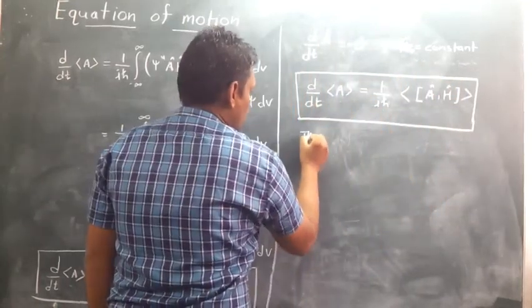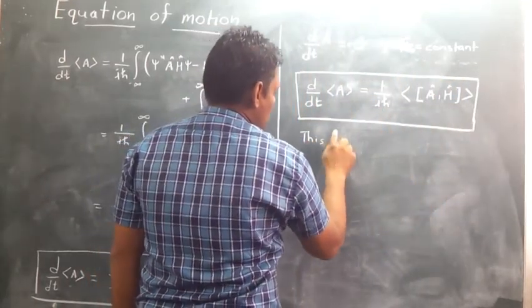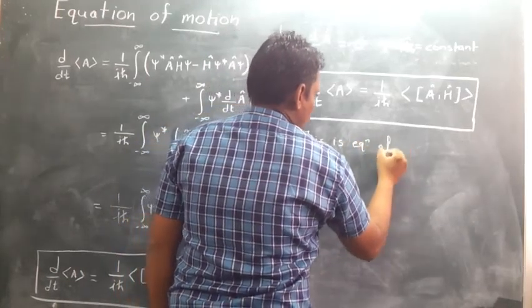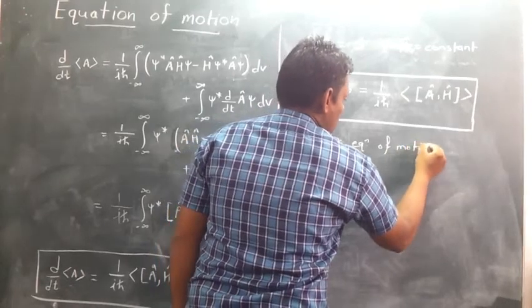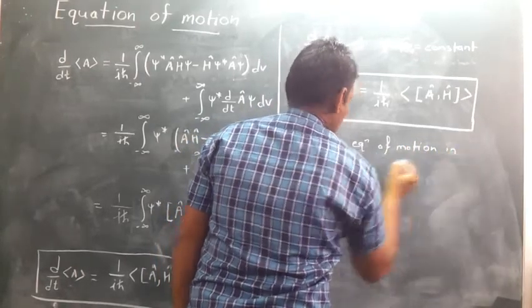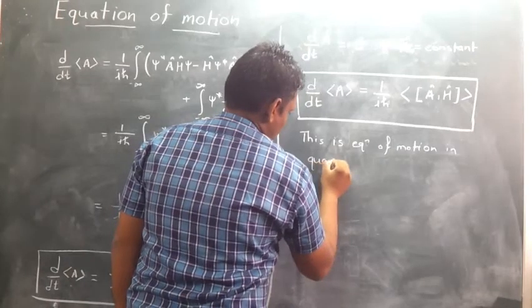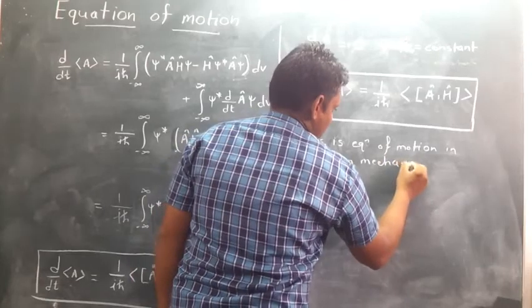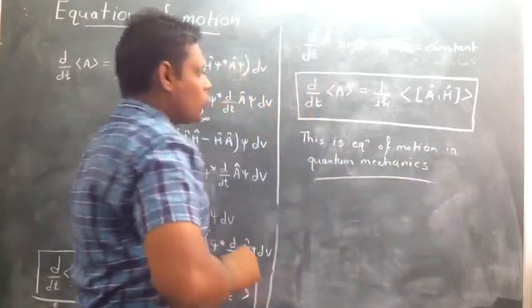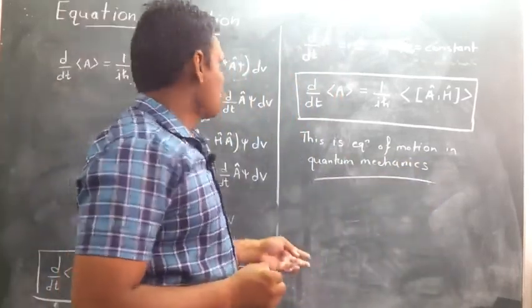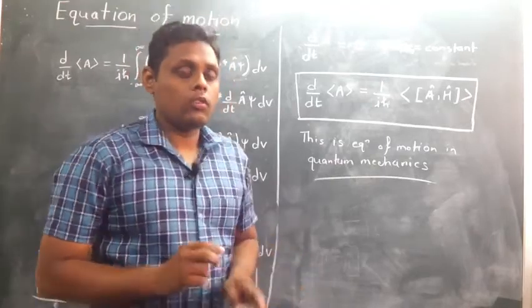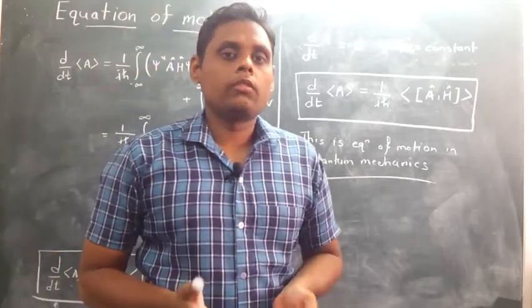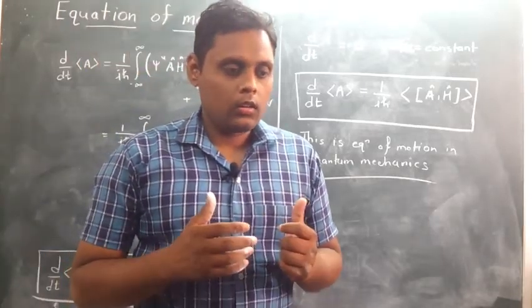So this is the equation of motion in quantum mechanics. Here the topic is closed, equation of motion, and we have also completed our first chapter of quantum mechanics.